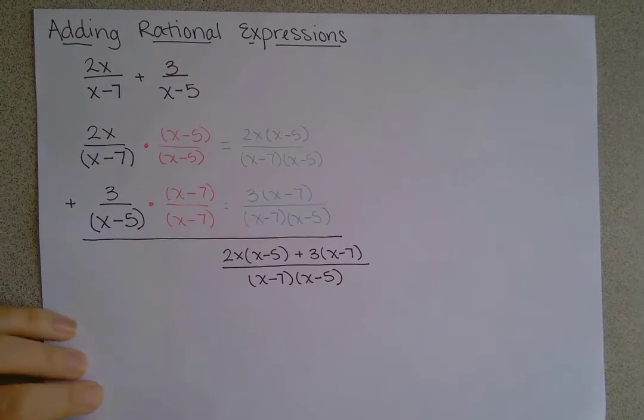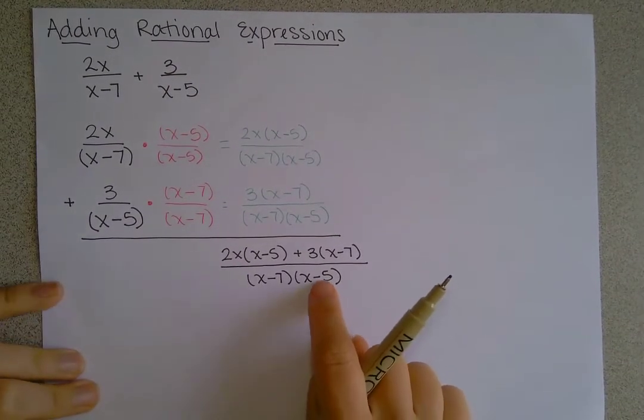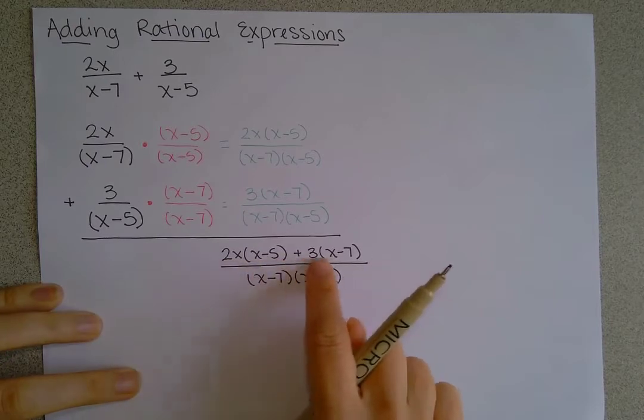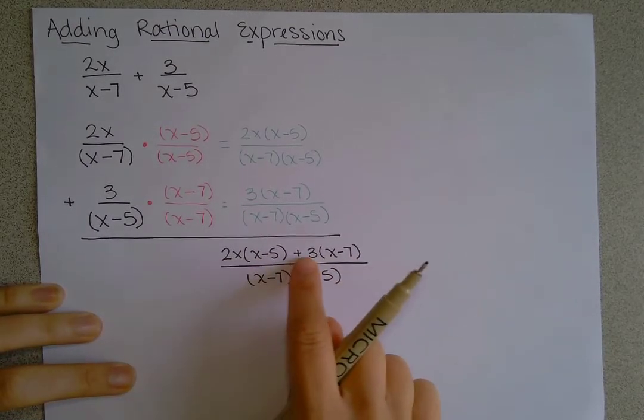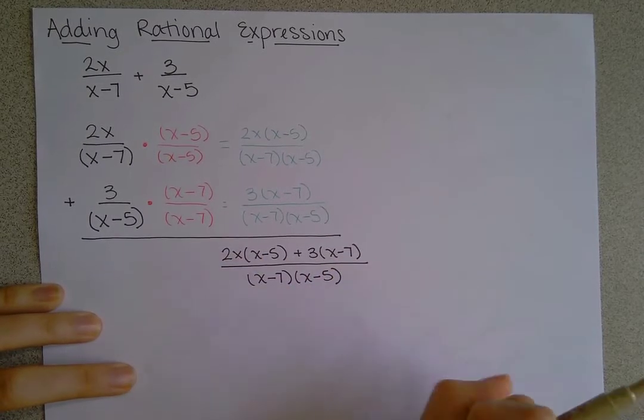Now, even though you might see what feels like a common factor here, x minus 5 and x minus 5, this numerator is not in factored form. Because of this addition sign here, everything's not being multiplied, so we can't make any giant ones.